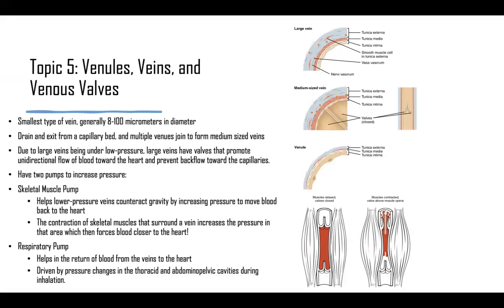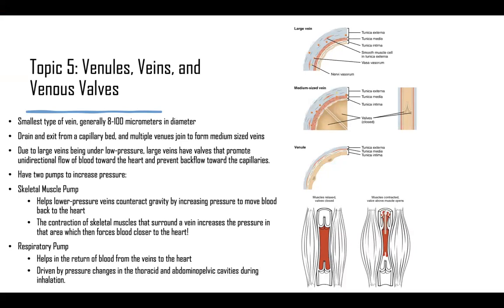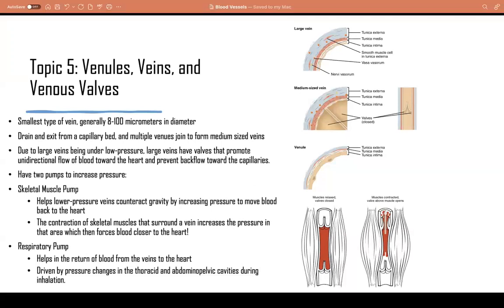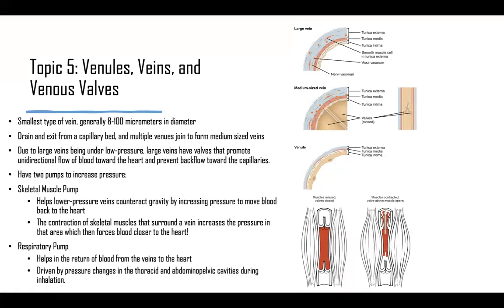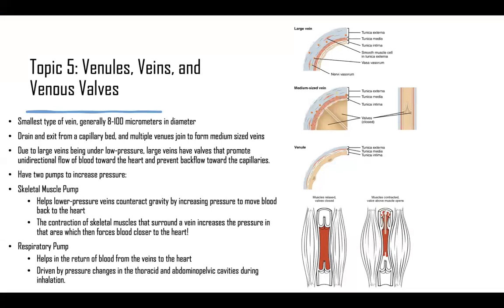And then next we have the respiratory pump, which I do not have pictured here, sadly. It aids in returning blood from the veins to the heart, and it's driven by pressure changes in both the thoracic and abdominopelvic cavities during inhalation. And during inhalation, the venous pressure in the thoracic cavity increases while venous pressure in the abdominopelvic cavity decreases. And then that pressure difference promotes movement of blood towards the heart as well. So we can see all veins and venules and venous valves are all going to be helping to push blood towards the heart, which we can always associate veins with.